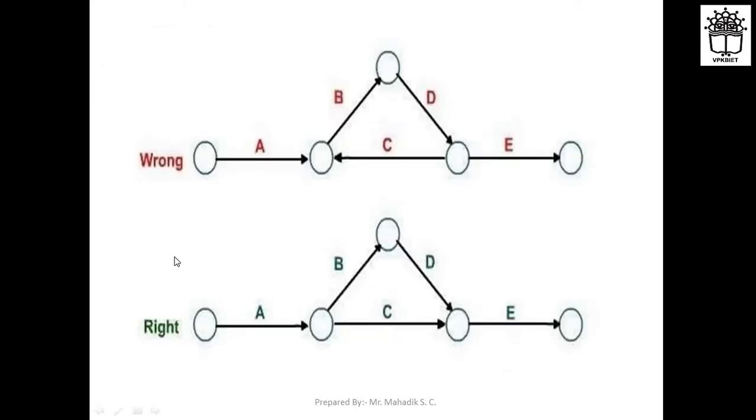So right and wrong, these are the two network diagrams, right? So you can identify which one is right and which one is wrong, right? There should not be a looping error, right? Like this. So that's why the bottom one is the correct one.